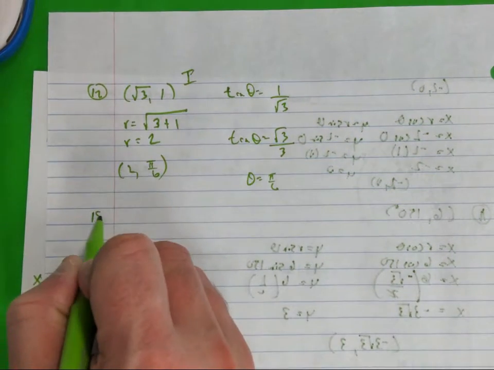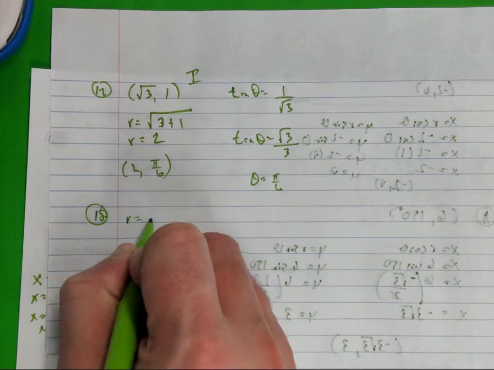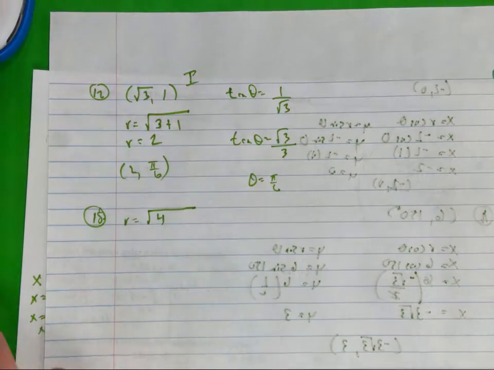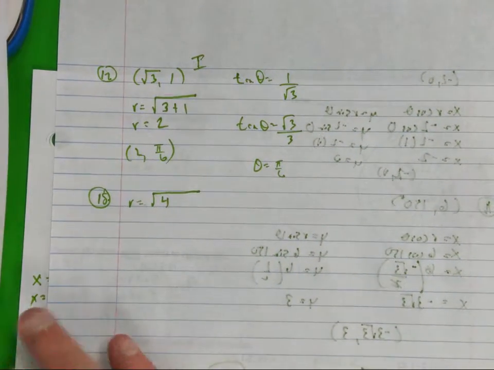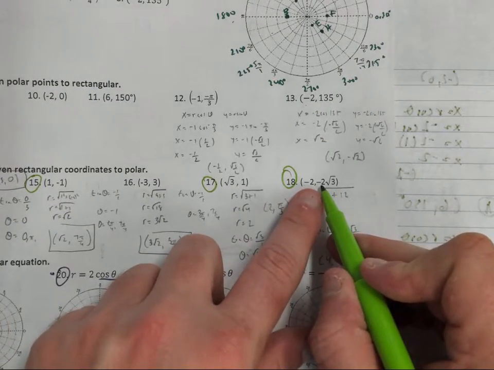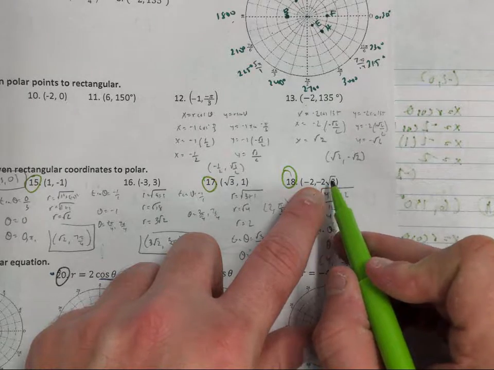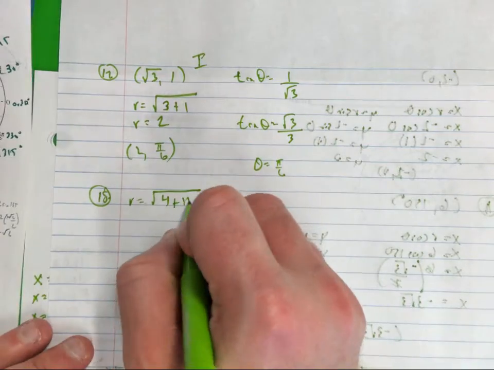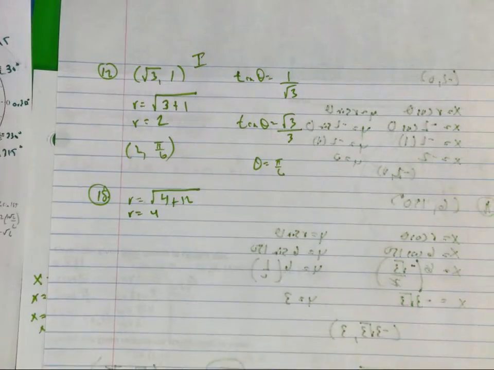Okay, number 18. R equals... I'm going to square the negative 2. It's going to be 4. Now, when you square this right here, the negative 2 is squared. That gives me 4 on it. The square root cancels out. What's 4 times 3? 12. So that's going to be 4 because the square root of 16 is 4.